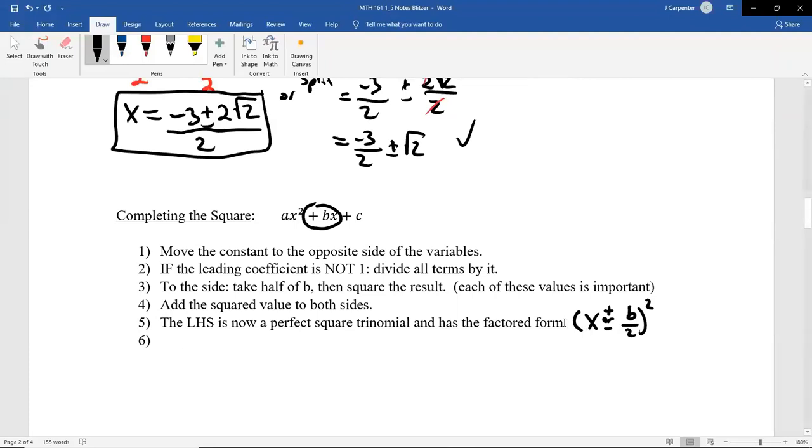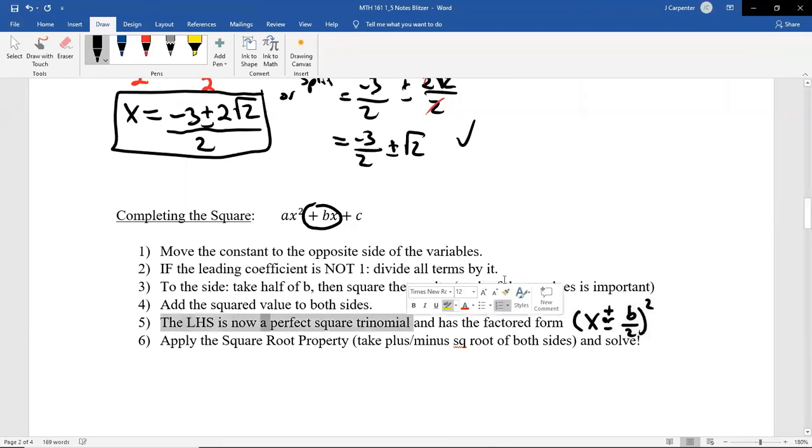All right, step 6. Apply the square root property. Means take the plus or minus square root of both sides and solve. Six steps that feel very arbitrary, that is just a pattern that is guaranteed to work, and it all has to do with this thing called a perfect square trinomial.